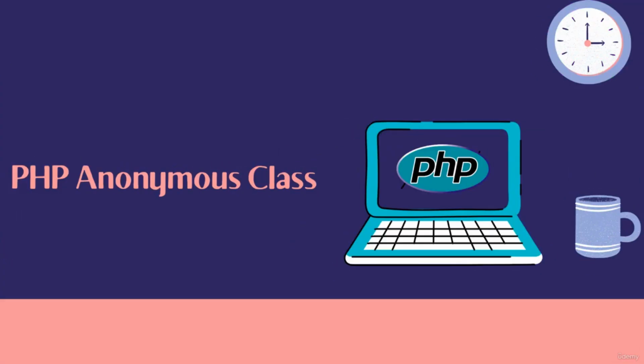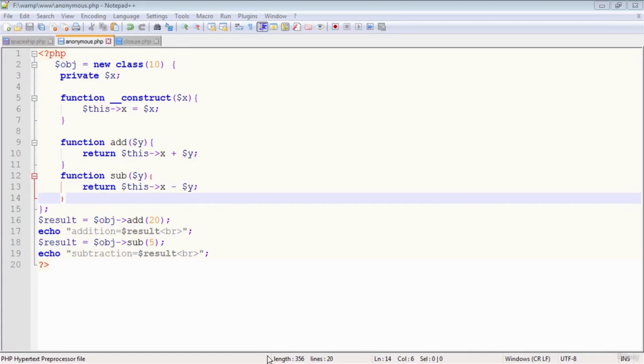In this video, another new feature of PHP 7 I will introduce to you, called anonymous class. So this is the example of an anonymous class in PHP 7. In order to create an anonymous class, actually the anonymous class is the one which doesn't have a user defined name. So you can directly create an object of an unnamed or anonymous class.